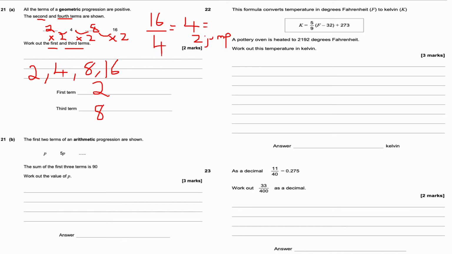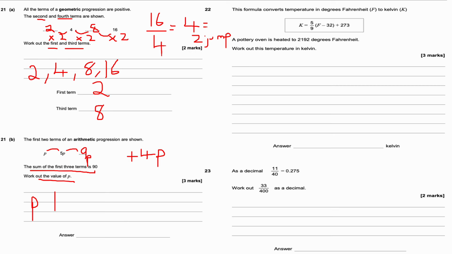Okay, this is part B. The first 2 terms of an arithmetic progression are shown: p, 5p, and then the next one we will work out in a second. The sum of the first 3 terms is 90. Work out the value of p. Well, I'm going up by 4p each time. I'm adding on 4p each time. That's my linear progression. We don't know what p is yet, but our job is to work out what p is. It says that the sum of the first 3 terms is 90.